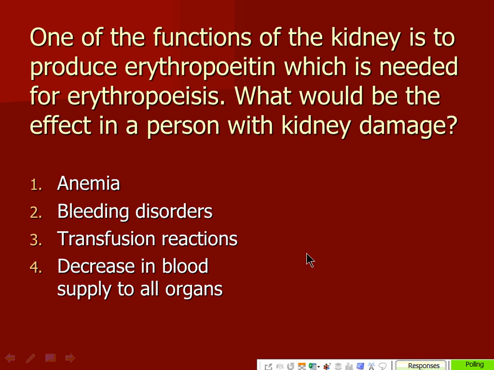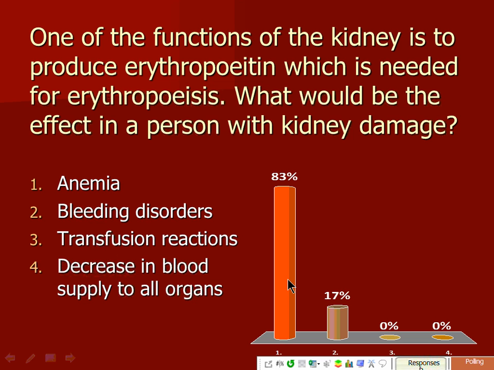So let's look at this. One of the functions of the kidney is to produce erythropoietin. So what would be the effect in a person with kidney damage? So here's where you have to really recall all that you did earlier. Anemia, yes, very good. Not bleeding disorders.